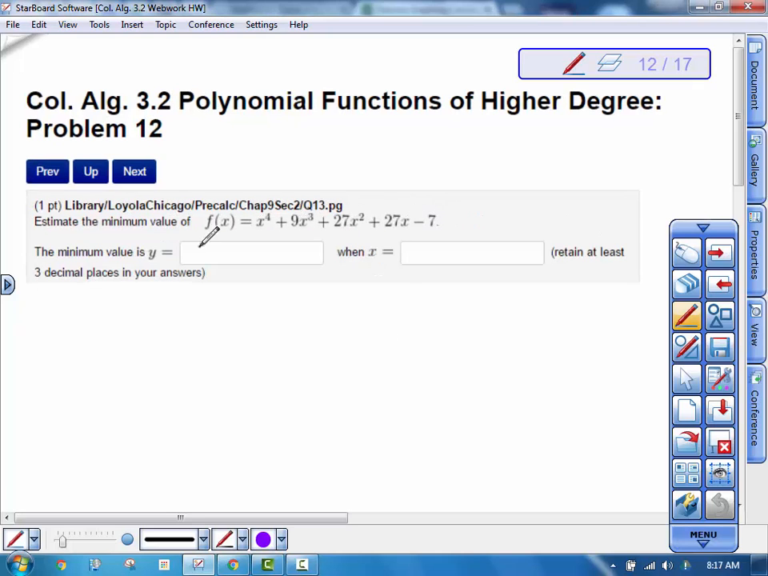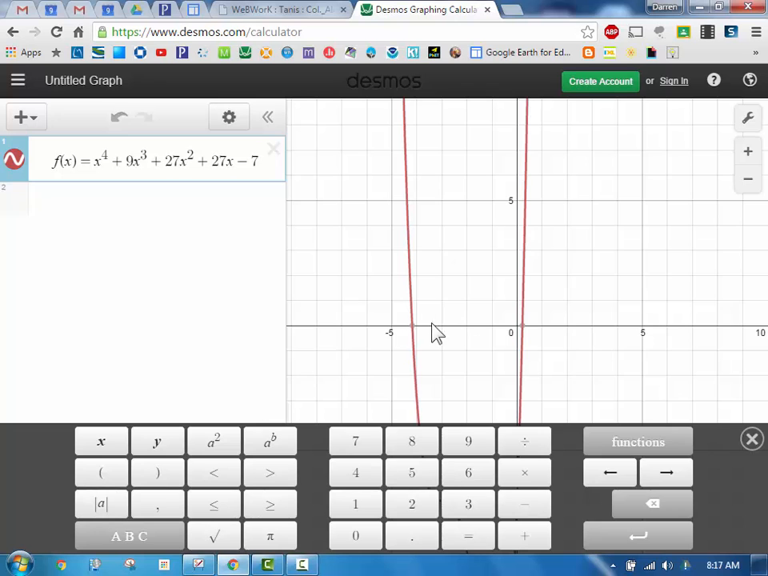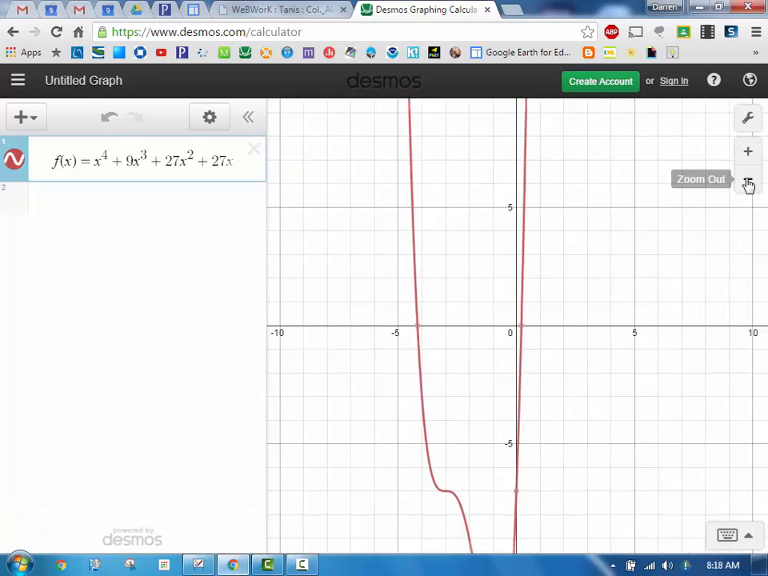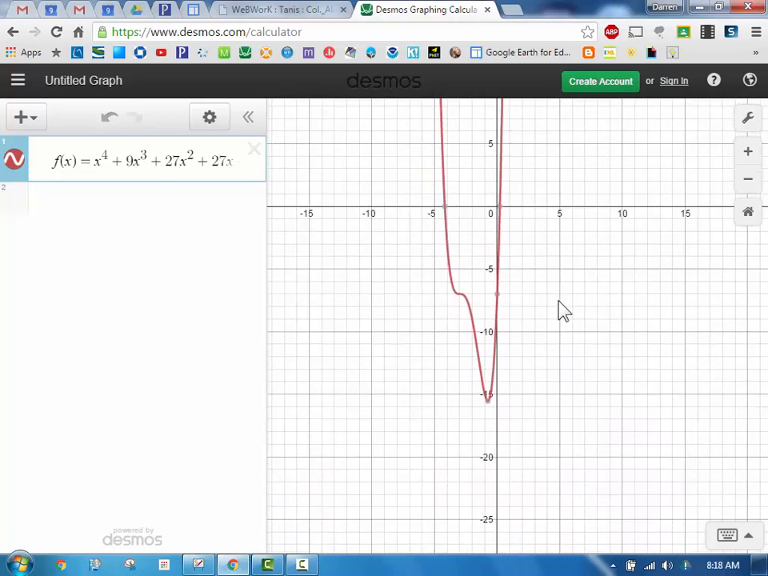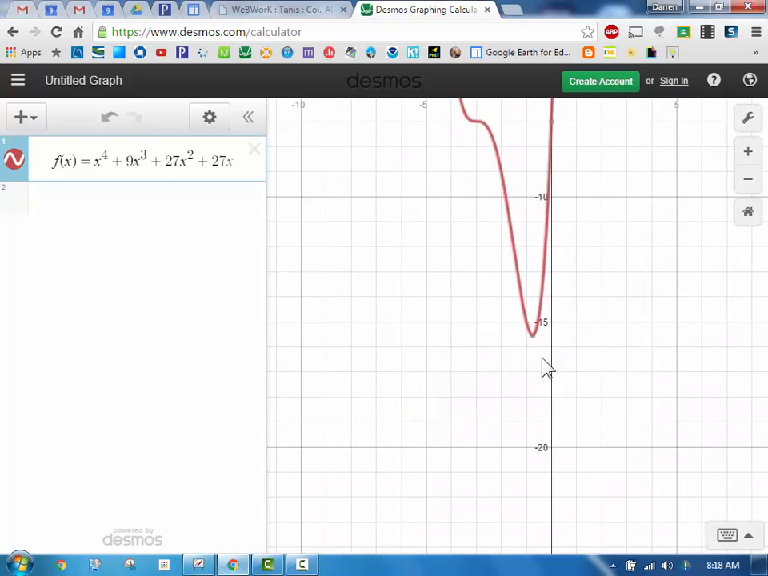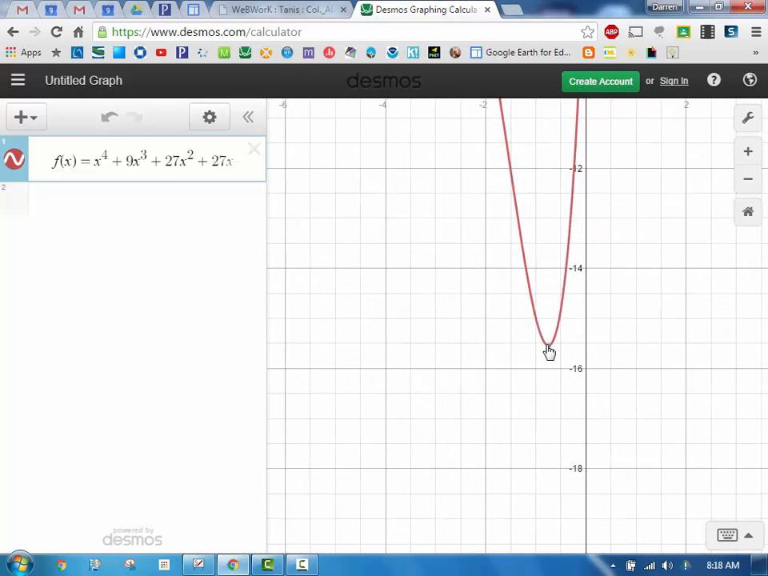Next problem is pretty straightforward. It wants the minimum value of this fourth degree polynomial. Once again, copy and paste this into decimals if you can, and then you got to find the minimum. So we're going to scroll out and down until we find this. And it wants 3 decimal places, so we are going to have to zoom in a bit until we get 3 decimal places here.